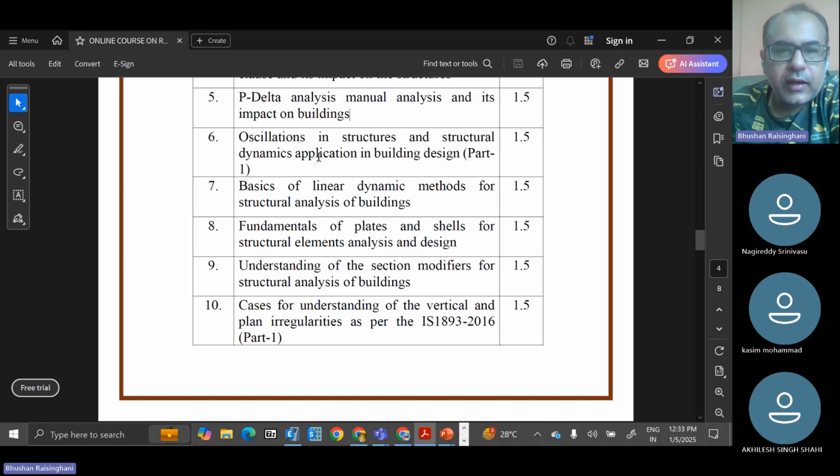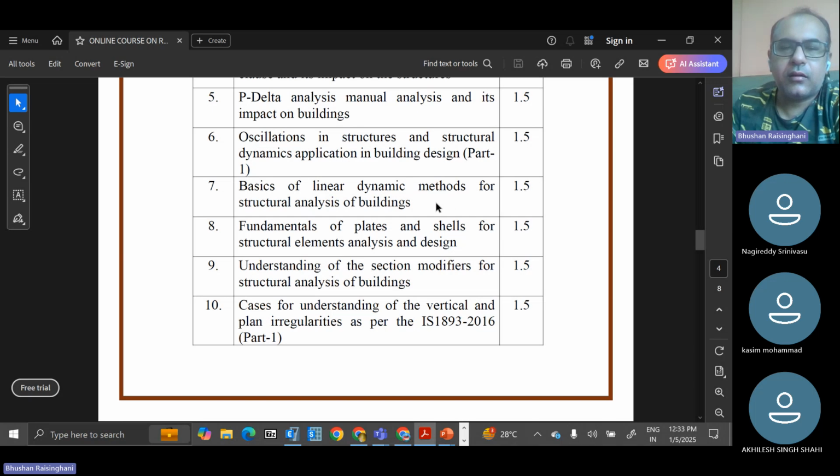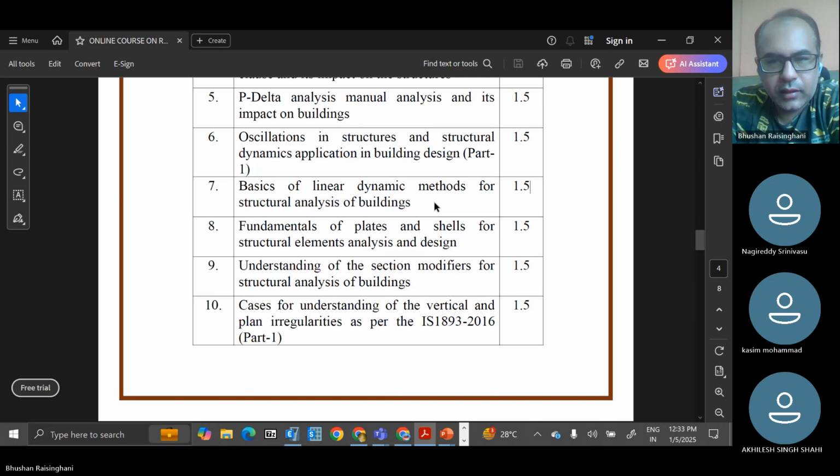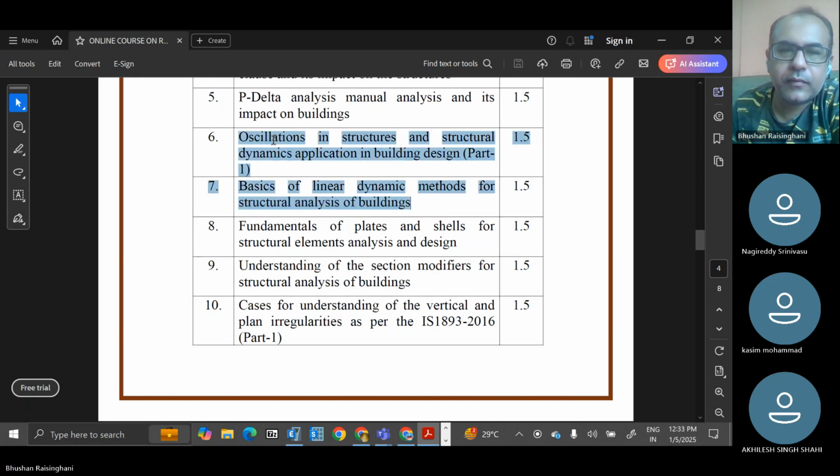Oscillations in structures and structural dynamic applications in buildings, linear dynamic analysis. This would be important for the dynamics of buildings, so we will be discussing it. We will discuss what oscillations are. So the theory part, we are complete.